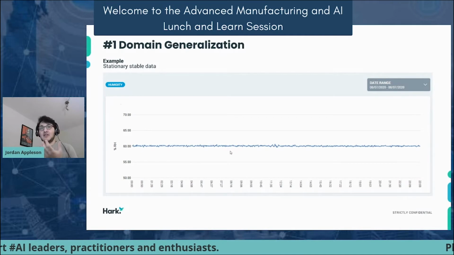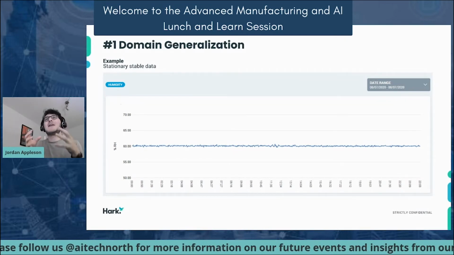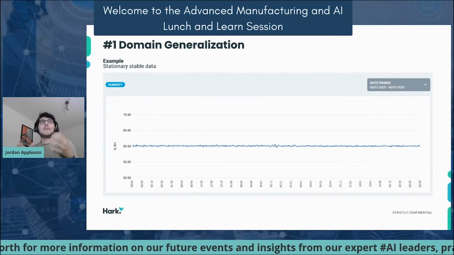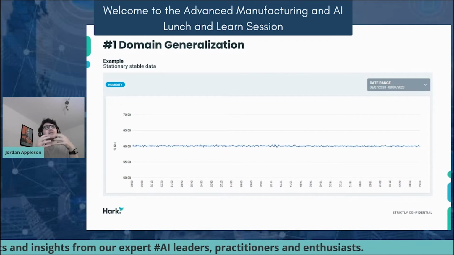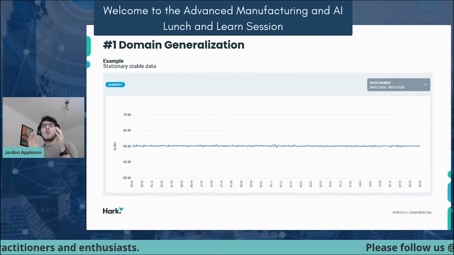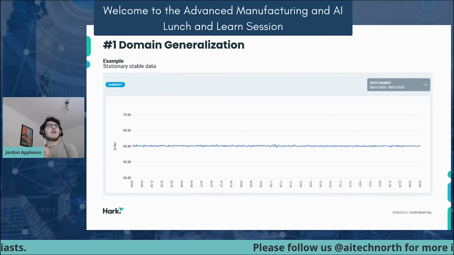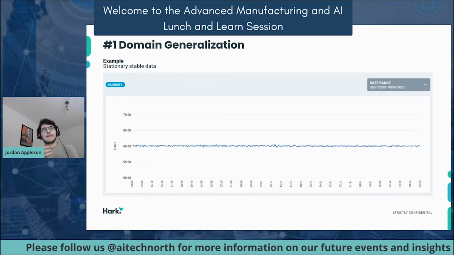This is humidity, and you can see this is stationary. It's very stable. This is a domain of stationary data, typically a flat line. As human beings, and I'm going to talk about this a little bit more, we look at that and go, well, it looks like a flat line. If there was a massive spike in this data, you'd probably look at it and go, oh, that looks like an anomaly, right?